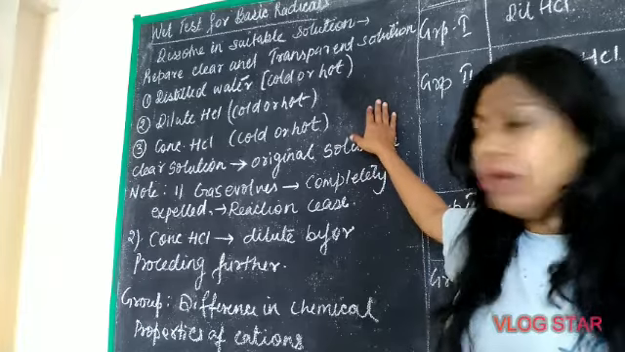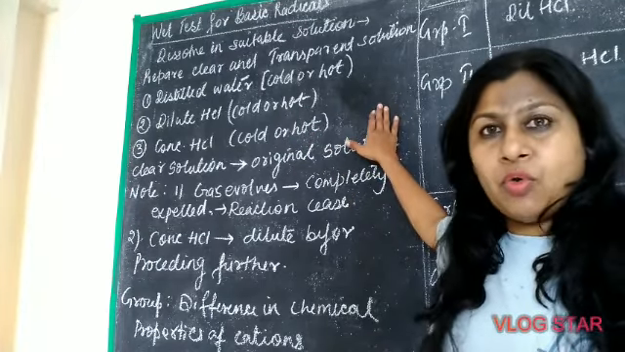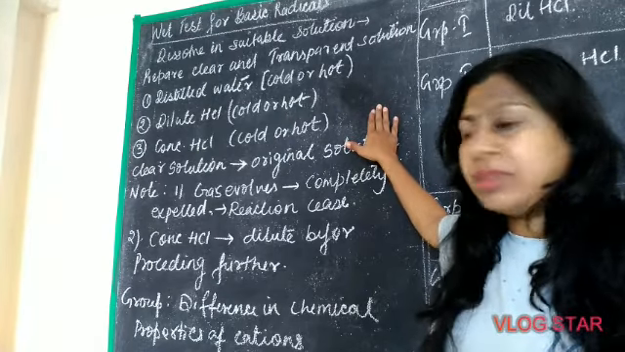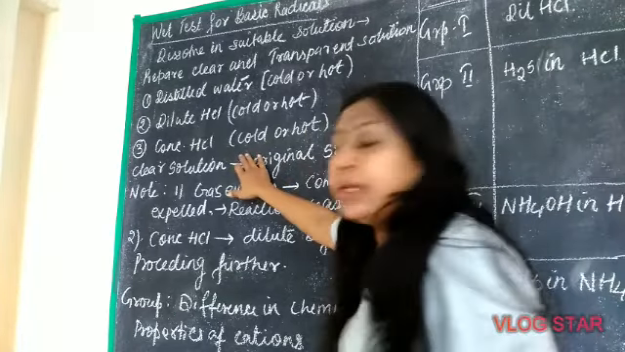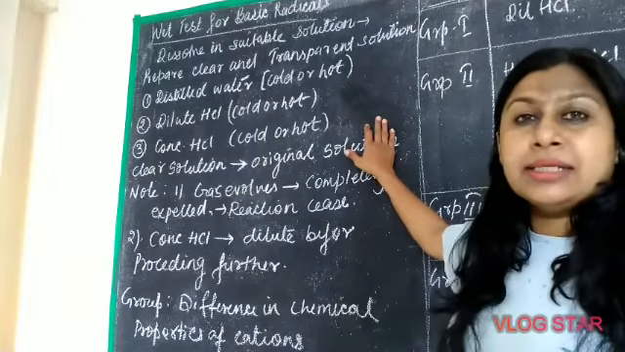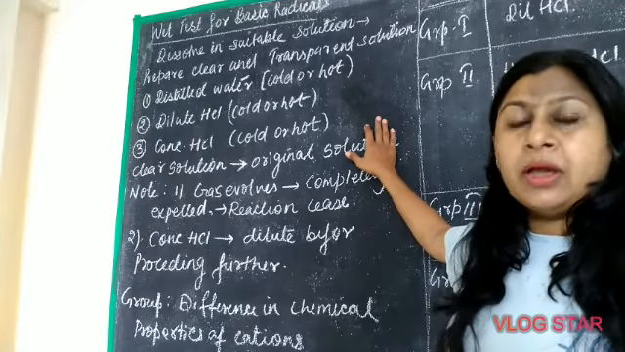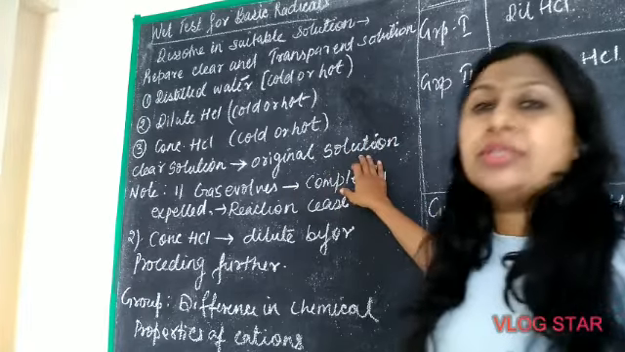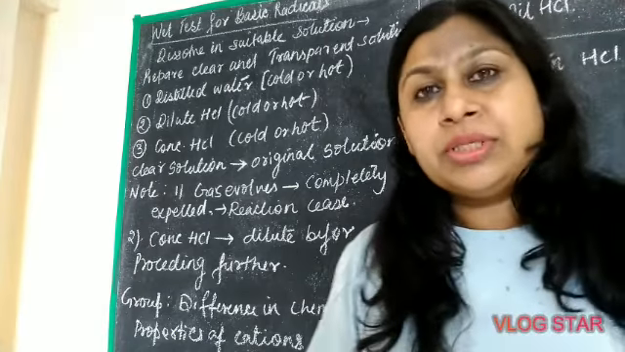add a pinch of salt, and then add dilute HCl. First in cold, and if you don't get a clear solution, then in hot. Still, if you don't get a clear and transparent solution, then take another test tube, add a pinch of salt, and then add concentrated HCl. First in cold and then in hot. Once you get a clear and transparent solution, label it as original solution. And then you're going to do further analysis with this original solution.